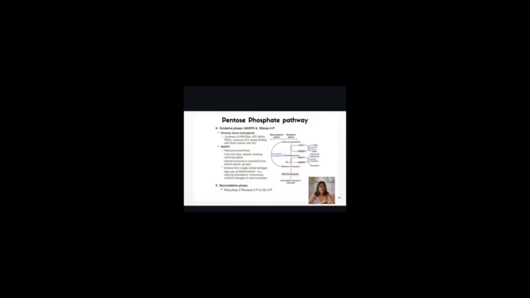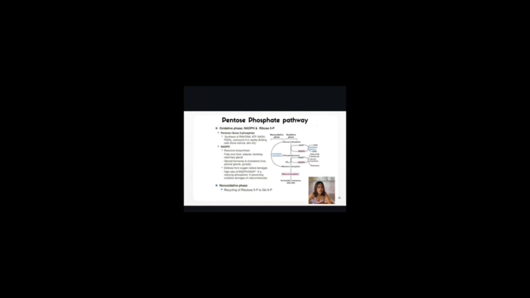Good day everyone, I am Isamarie Lumagan and I will be the one to continue the discussion. My report is all about the pentose phosphate pathway or PPP. So the pentose phosphate pathway has two main phases, the oxidative phase and the non-oxidative phase. So let's discuss first the oxidative phase.